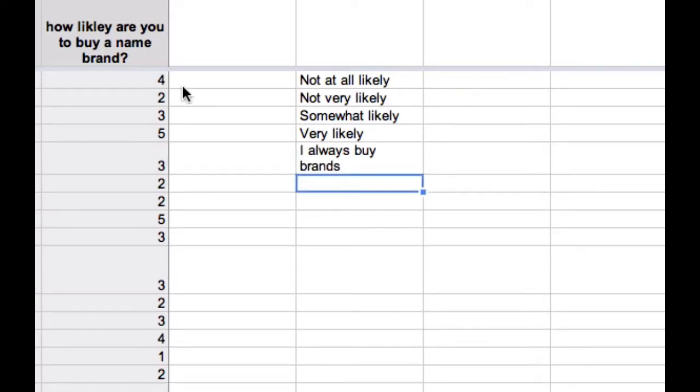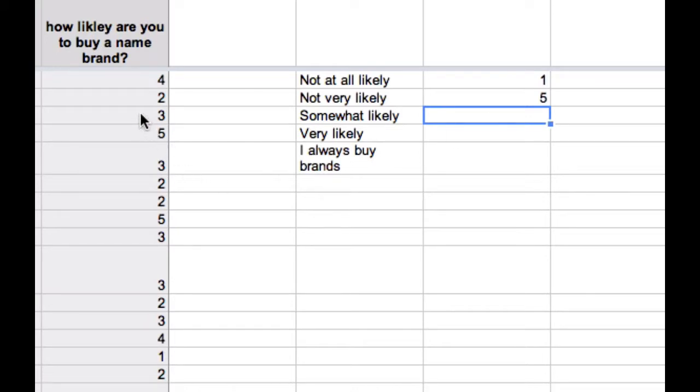So people would have chosen 1, 2, 3, 4, or 5 based on that scale. Not at all likely to buy brands or always buy brands, and then anything in between there. So now we have to find out how many people said those various things. If this was number 1, we can look through and find that one person responded with a 1 there. Looking for 2s, there's a 2, 2. So there's 1, 2, 3, 4, 5 people responded 2. We don't put 2 here, we put 5 because that's the number of people that responded.